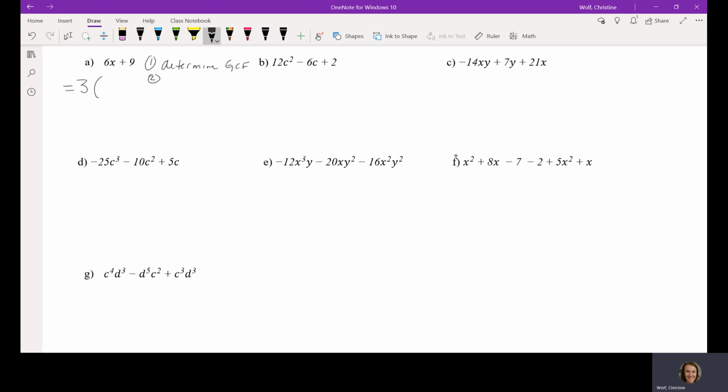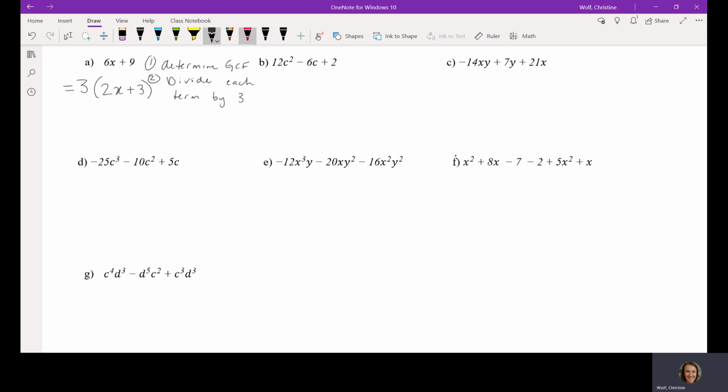In step 2, divide each term by 3. So I start with the first term, 6x divided by 3. Well, 6 divided by 3 is 2. I didn't take out an x, so it still has the x attached. Then moving on to the next term, positive 9 divided by 3. Well, 9 divided by 3 is 3. I'm done. I close the bracket.